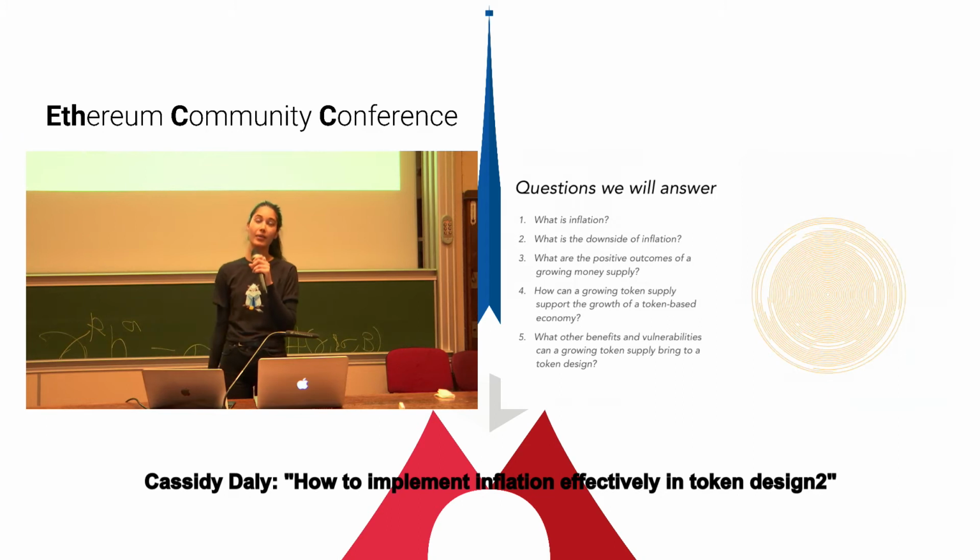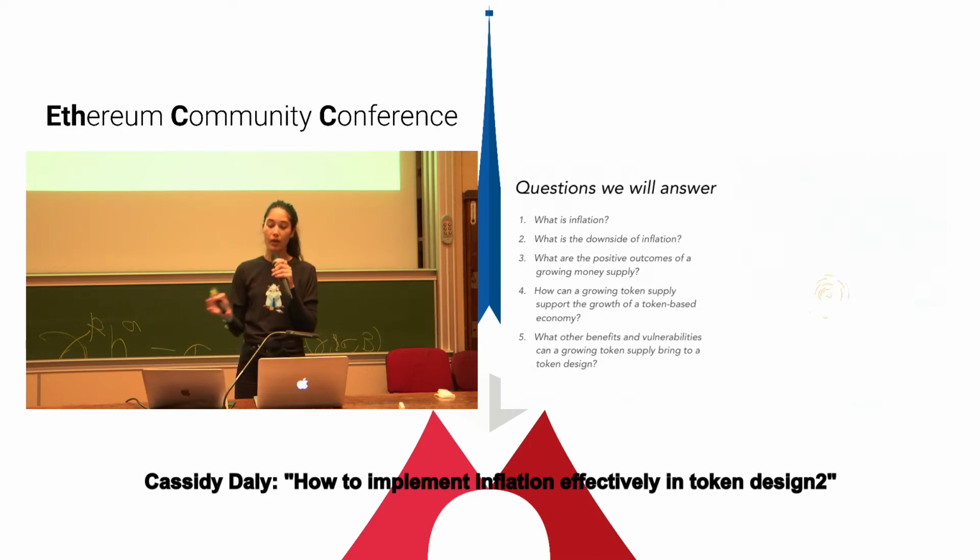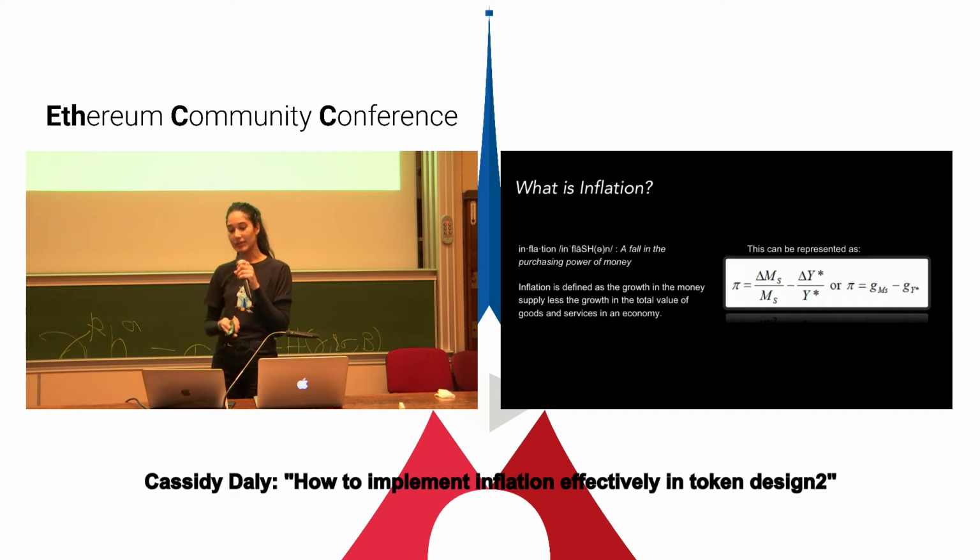So what are the questions that I want to answer for you today? What is inflation? What is the downside of inflation? So what are the negative aspects of it that we would like to avoid? But then what are the positive outcomes of a growing money supply specifically? Then taking that from traditional economics into token economics, how can a growing token supply really support the growth of a token-based economy? And then what are some of the benefits and vulnerabilities from there when we use something like a growing token supply in a token economy?